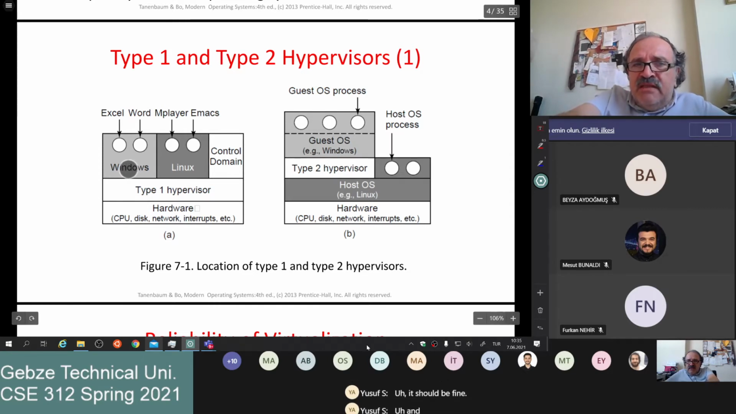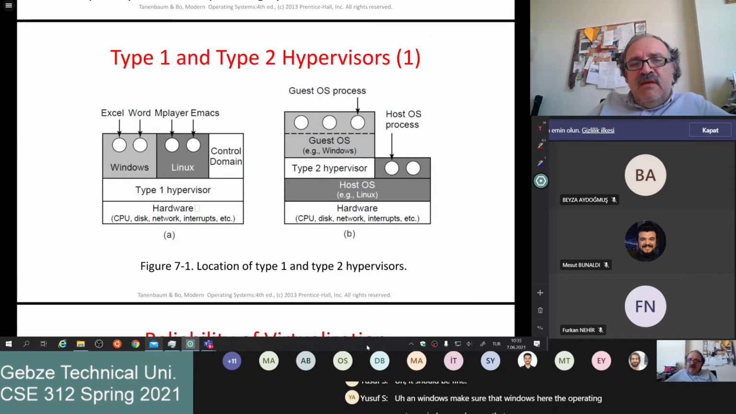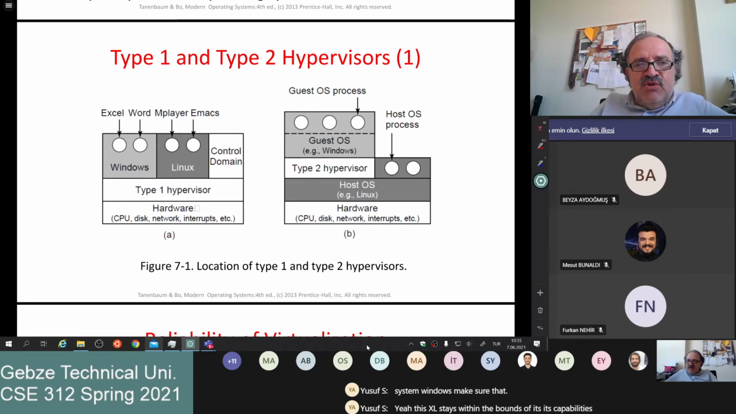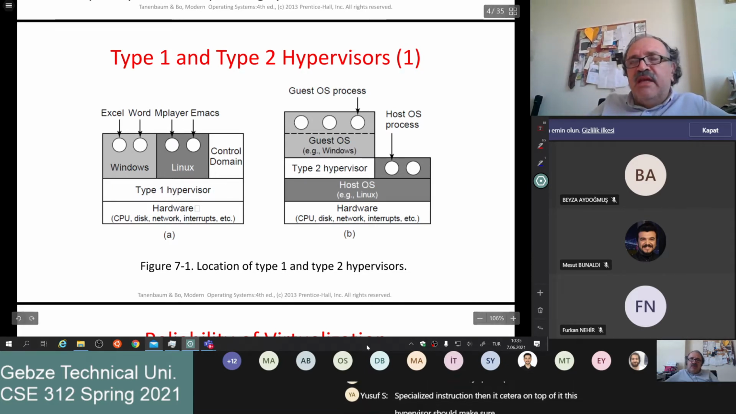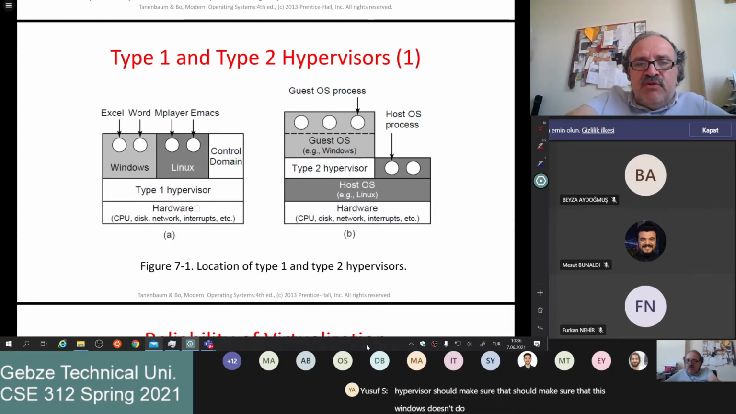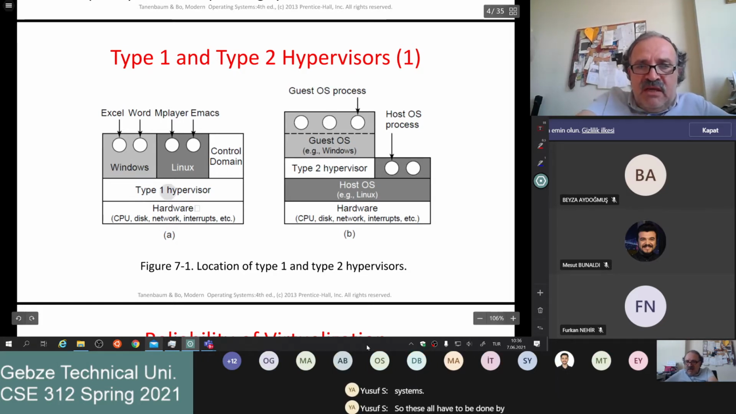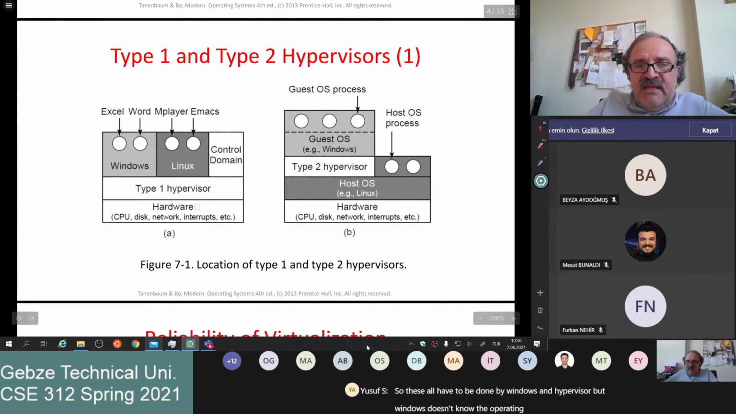And the operating system Windows makes sure that this Excel stays within the bounds of its capabilities. It should not execute any specialized instructions and so on. On top of it, this hypervisor should make sure that this Windows doesn't do anything harmful to the other operating system or other virtual boxes. Okay, other virtual operating systems. So these all have to be done by Windows and the hypervisor, but the operating system doesn't know that there is a hypervisor. So this should be done independent of Windows or Linux. As a hypervisor, you cannot get help from Windows or Linux. That's what I am saying.